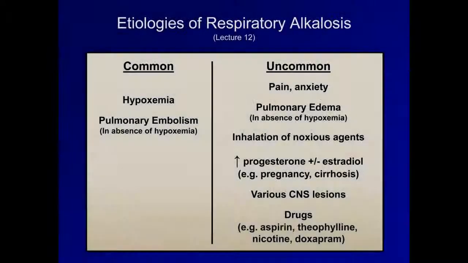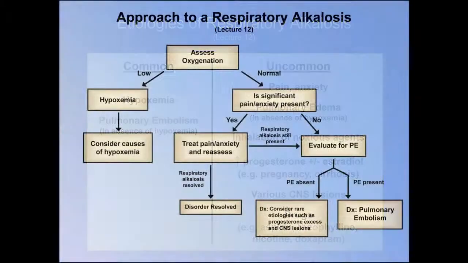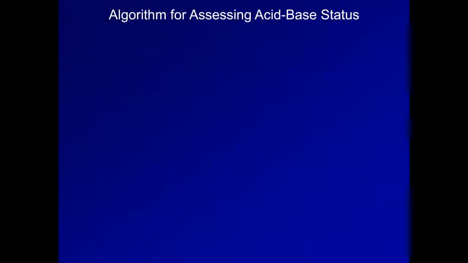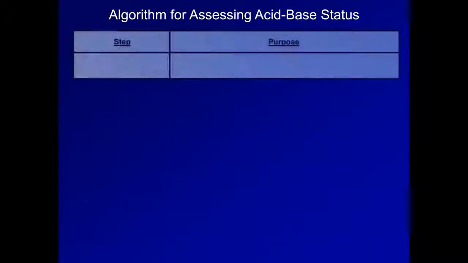Finally, in Lecture 12, I did not provide a flowchart but simply listed etiologies as being either common or uncommon, with all but hypoxemia and pulmonary embolism being quite rare. However, here is a simple flowchart one could use instead. So now, how does one incorporate all of this knowledge into a single, coherent algorithm for assessing a patient's acid-base status? Here it is, my master algorithm for conquering acid base.